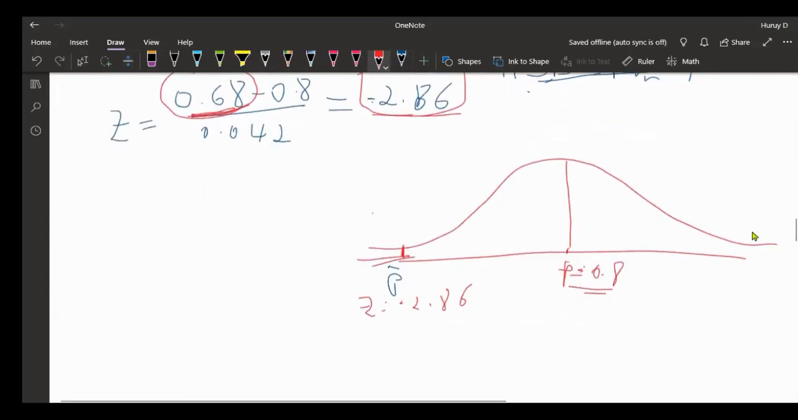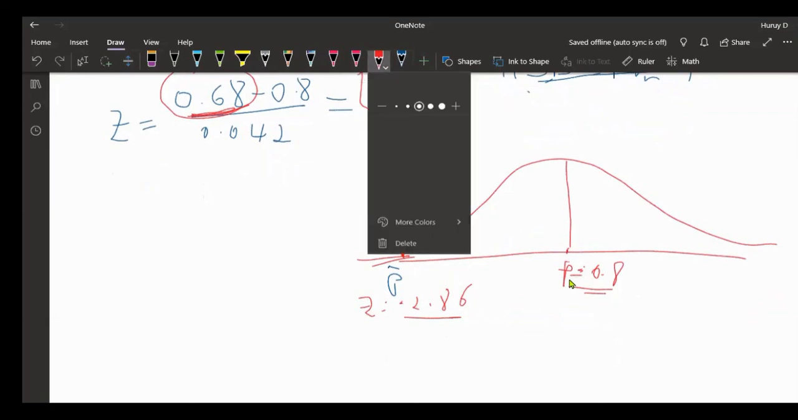Okay, so this negative 2.86 is this distance between p hat and p. Now, what can we say about this? Are they close to each other, or are they far from each other? Now, here is the important thing now.